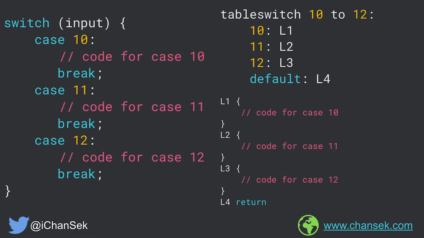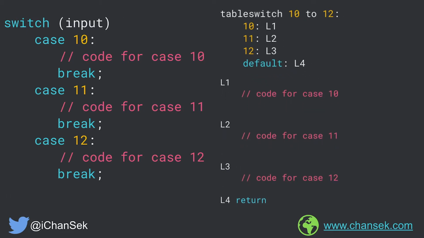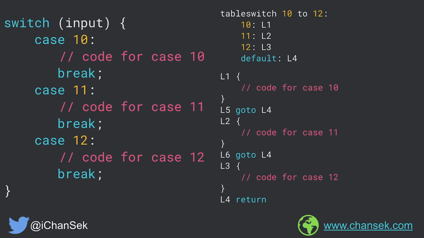Now as we know, the JVM executes the bytecode sequentially. The break statement is compiled into some additional labels. Notice that L5 and L6 are the labels having the command to jump to label 4, which is the final label. So this is the final bytecode representation of our switch code.